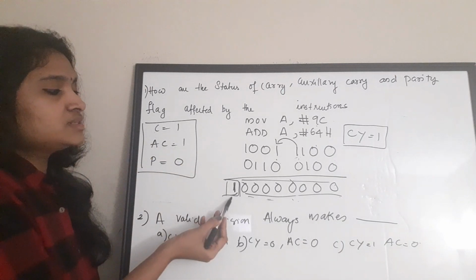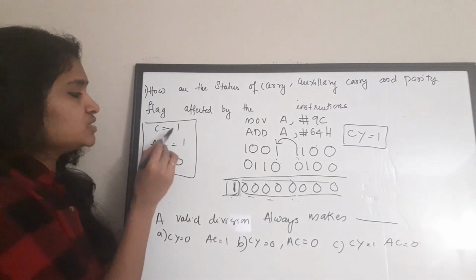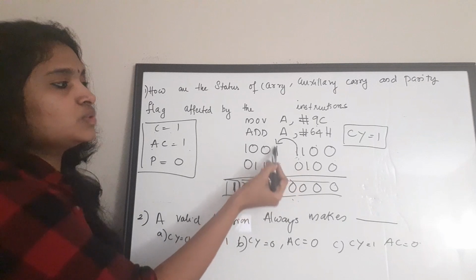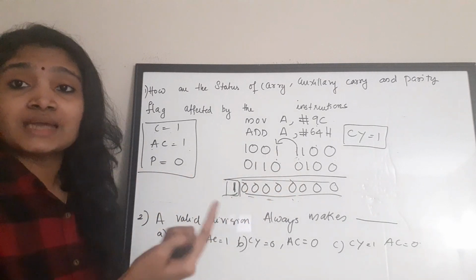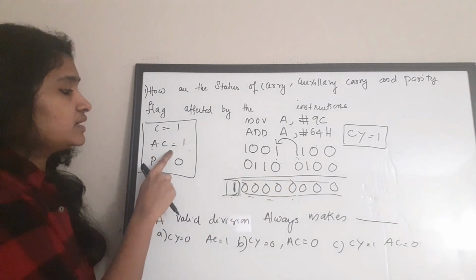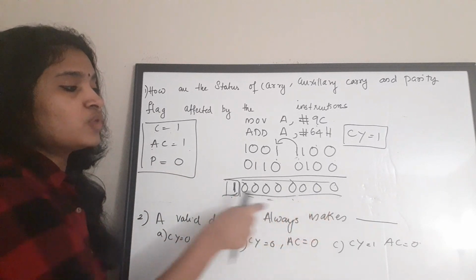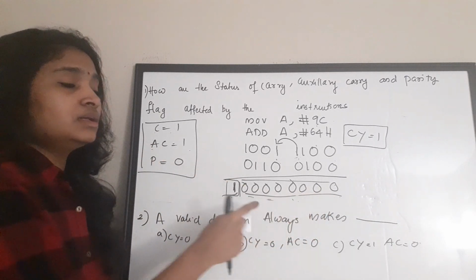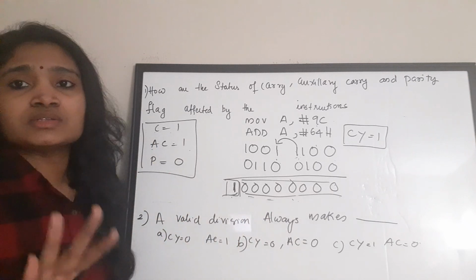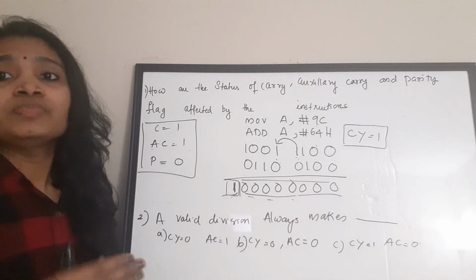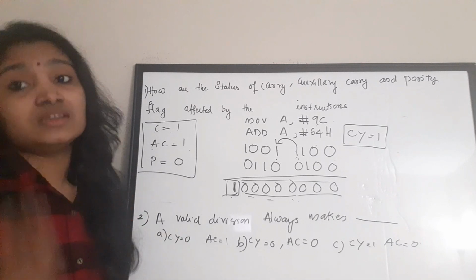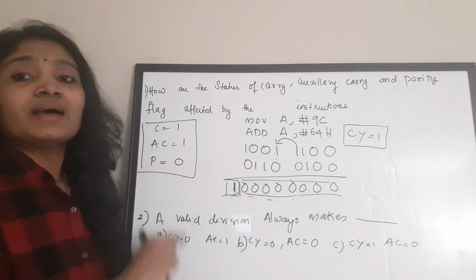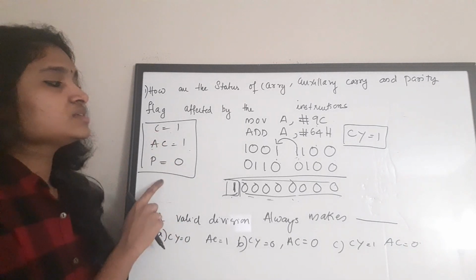Carry means whether there is any carry. Yes, so carry is 1. Auxiliary carry means whether any carry is generated from D3 to D4. Yes, so auxiliary carry is 1. Parity means the number of ones in the result. If it is odd, the parity flag is 1. Here there are no ones, so the parity flag is 0. Or if the number of ones is even also, we have to take parity as 0. Okay, so this is the status.